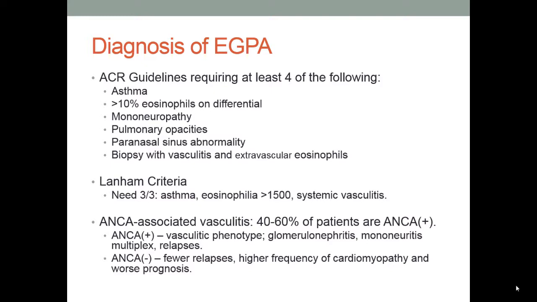For diagnosis, the American College of Rheumatology came out with guidelines requiring at least 4 of the following: asthma, greater than 10% eosinophils, a mononeuropathy, pulmonary opacities, sinus abnormality, or a biopsy with vasculitis that shows extravascular eosinophils. The Lanham criteria is a little older. For me, this was one to clue in on Churg-Strauss, so you need all 3: asthma, eosinophilia, and evidence of systemic vasculitis. As I mentioned earlier, it's an ANCA-associated vasculitis, but is not seen in all patients.